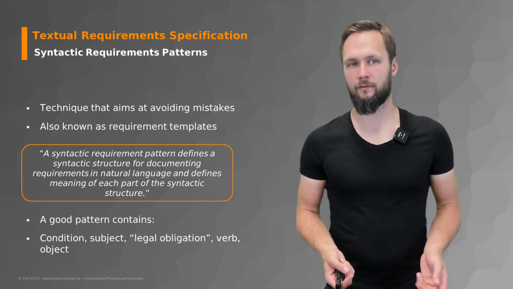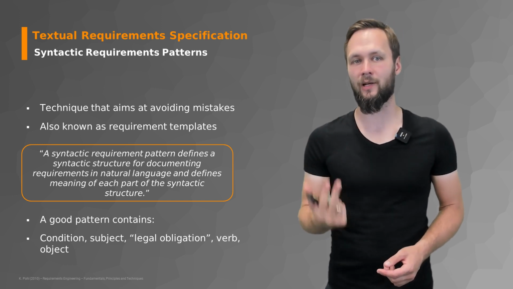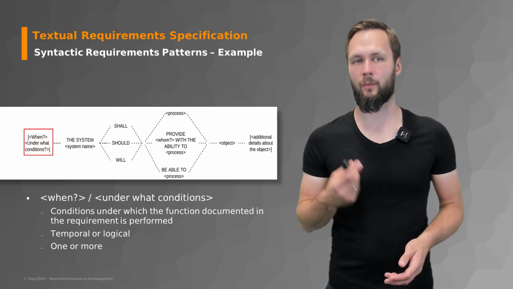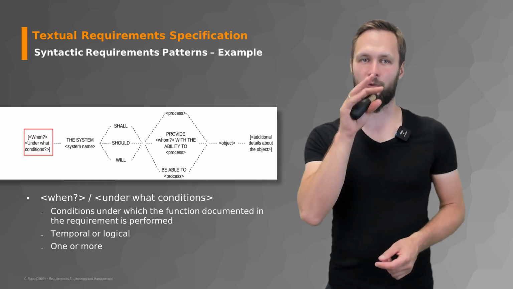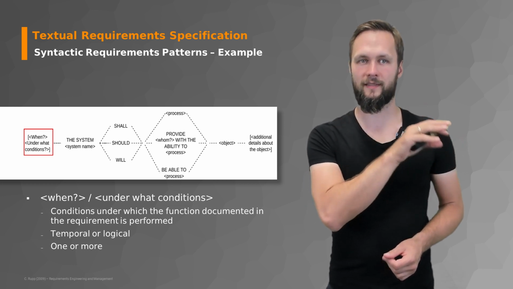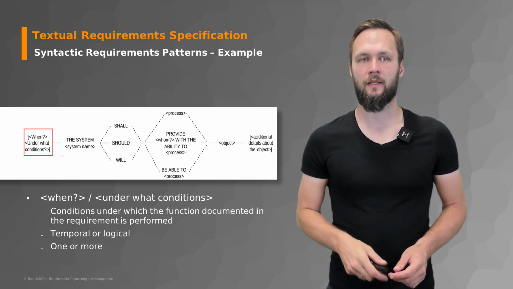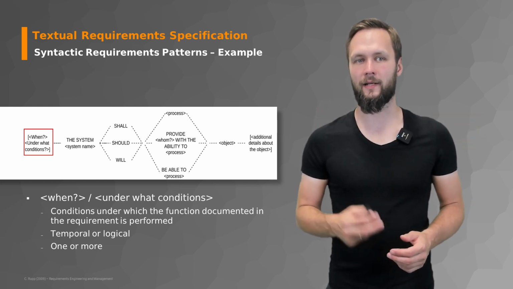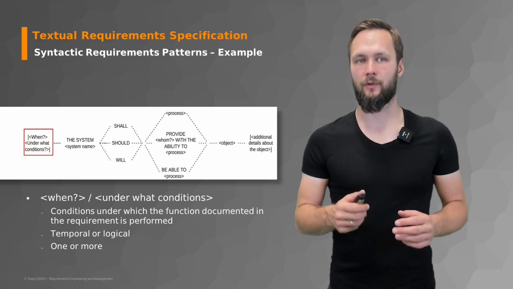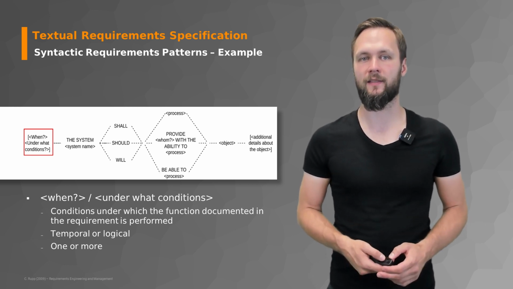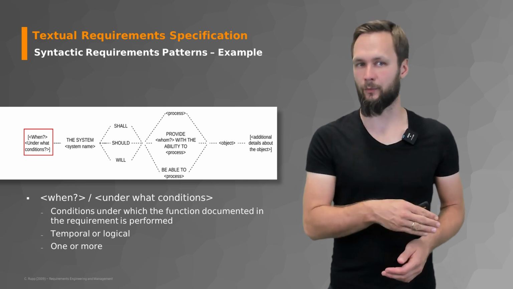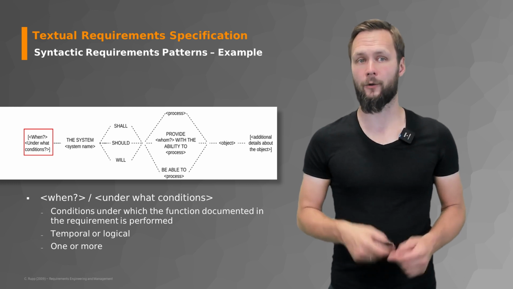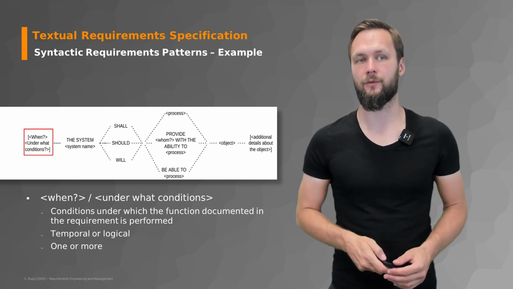And a good pattern contains a condition, a subject, a legal obligation, a verb, and an object. Which sounds a little bit abstract now, but will probably become a little bit more clear when we work ourselves through the syntactic requirement pattern using an example. So on the left side, we start with the when or under what condition. So the condition under which the function documented in the requirement is performed. Could be temporal, when, or logical, under what condition. And there could also be one or more, so you can have a concatenation of those.